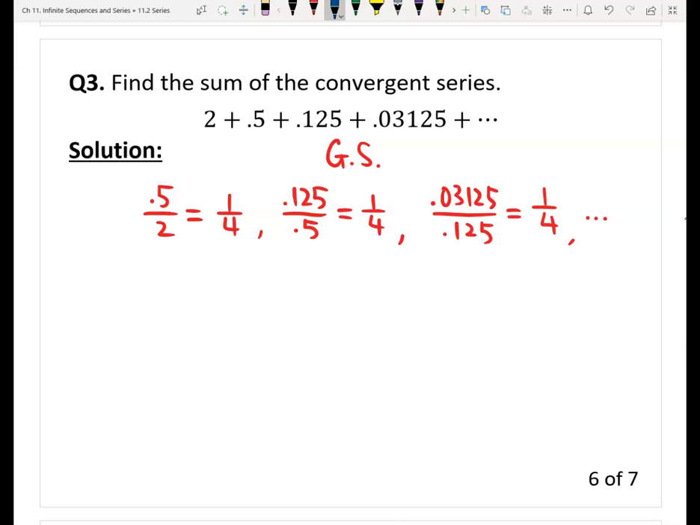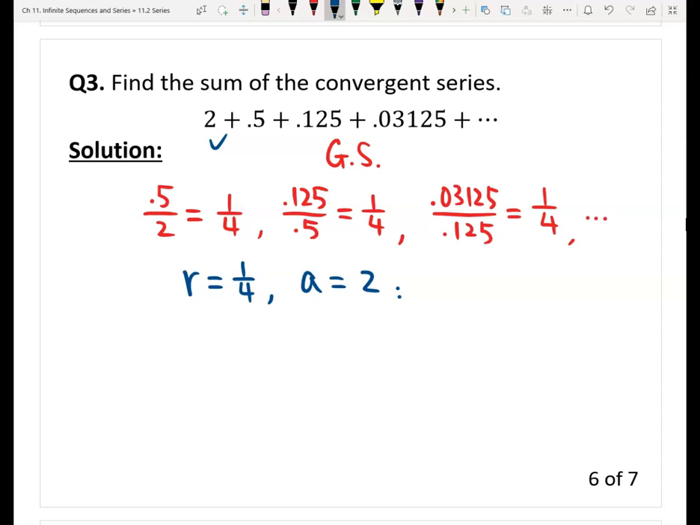Okay, if it's a geometric series, now easy. All we need is to find the parameters. So now we already find R is 1/4, the common ratio. And the first term is easy, here, right? That's 2. Okay, now we have everything.